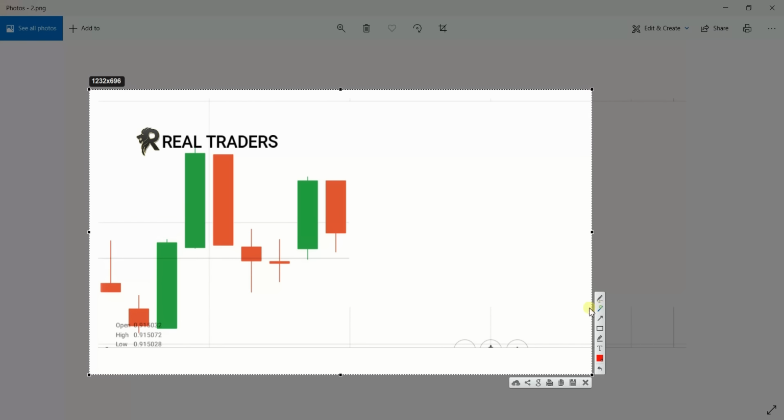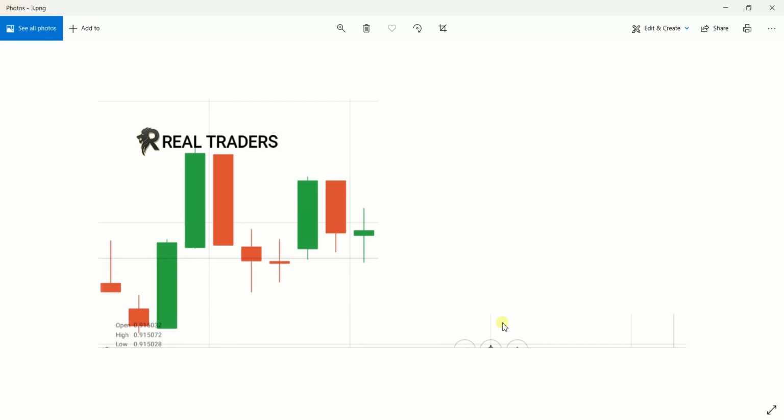So it means at this trend line, some buyers are interested. We are seeing a rejection, a buyer's entry, and the candle closed exactly at the level. So we can trust this level and we can go with the buyers.